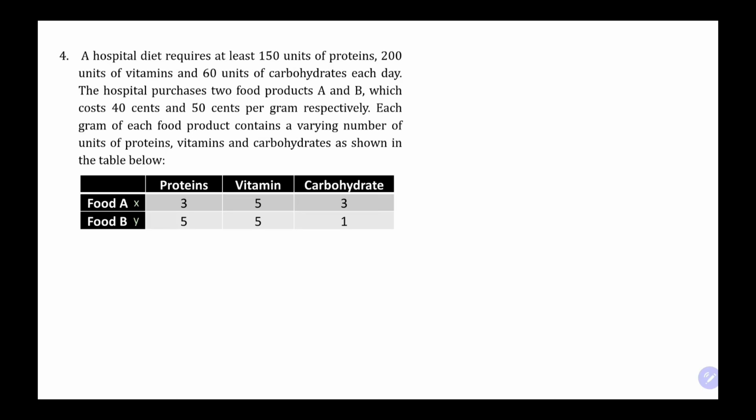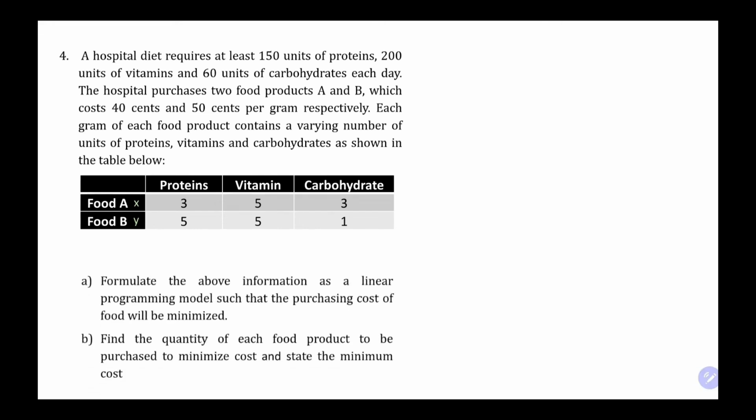We have proteins, vitamin, and carbohydrate. From this table, we let x be food A and y be food B. First question, formulate the above information as a linear programming model such that the purchasing cost of food will be minimized. So from the table, we can create our system of linear inequalities, but formulate it as a linear programming model.